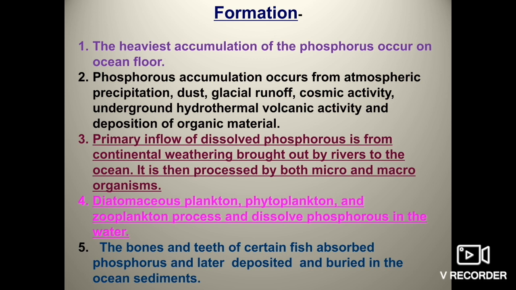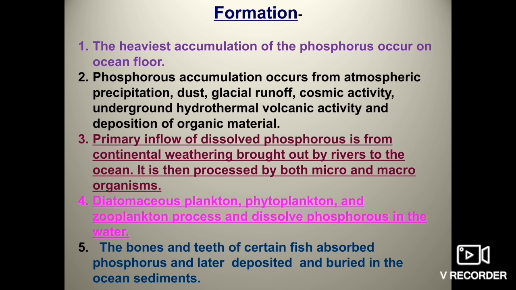The primary inflow of dissolved phosphorus is from continental weathering, brought by rivers to the oceans, and it's then processed by both micro and macro organisms. So the primary inflow is carried by rivers into the oceans, and then it is processed by both micro and macro organisms.